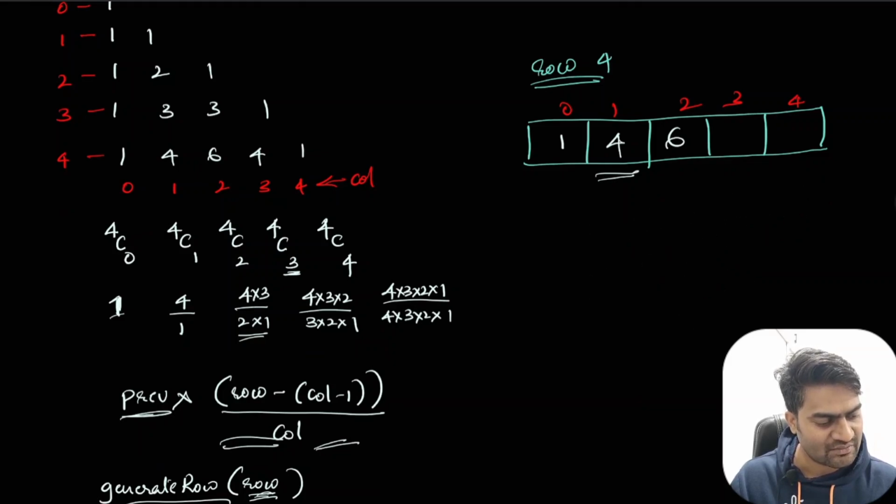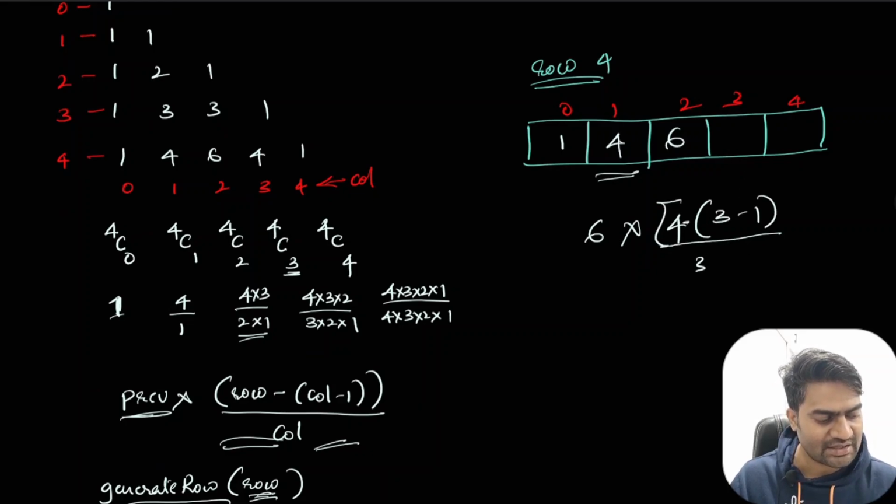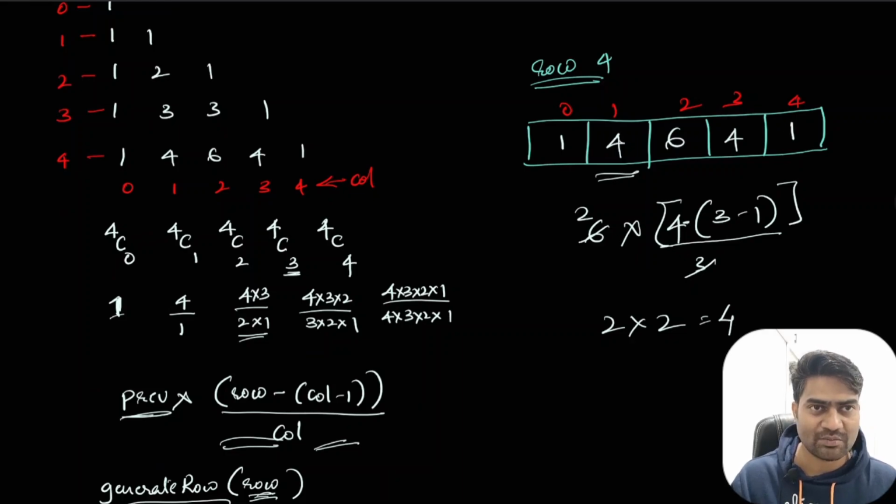So I'll place 6 and proceed with the next value. For the next value, row is still 4, but our column is 3. So now it will be previous value, which is 6, into row 4 minus column 3 minus 1, divided by 3. Now if you see, 3 ones are 3, 3 twos are 6, so it becomes 2 into 4 minus 3 minus 1, which will be 2. So 2 twos are 4. I will place 4, and similarly I will get 1, so I will place 1 at the end.